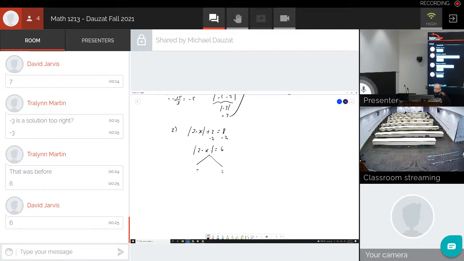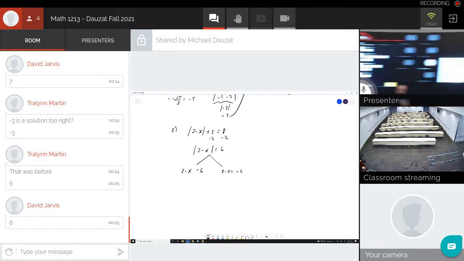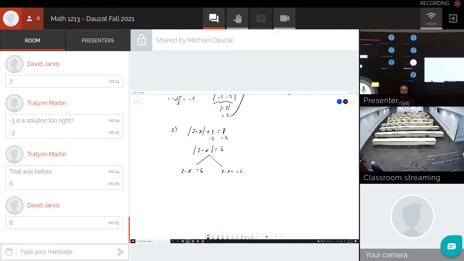Okay, so that's fine. You can say 2 minus x, and what is that going to equal? 6. And what's going to be the other equation? 2 minus x equals a negative 6. So 6, negative 6. Very good. And then the rest is just solving this linear equation.